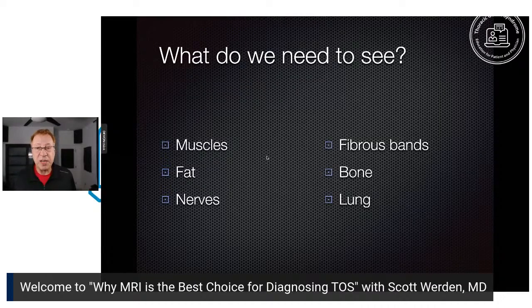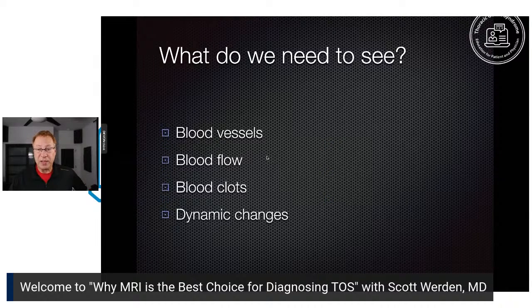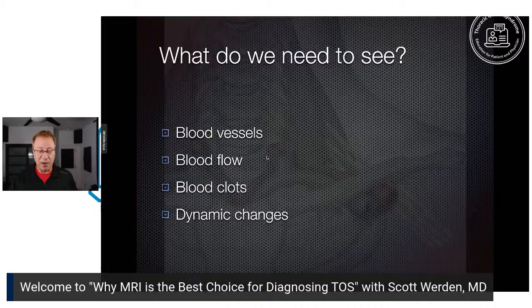All right, what do we need to see? Well, in the thoracic outlet, as I've demonstrated to you before in these talks, there are muscles, there's fat, there's nerves, the big brachial plexus, there's fibrous bands that show up, there's bone, there's lung. There's also blood vessels, and in those blood vessels, we have different types of blood flow. We can form blood clots. And there are finally dynamic changes. When you move your arms, what happens to your thoracic outlet on each side? So those are things we need to see to be reasonably accurate and helpful diagnosing TOS. And as I said before, what type of TOS do you have?